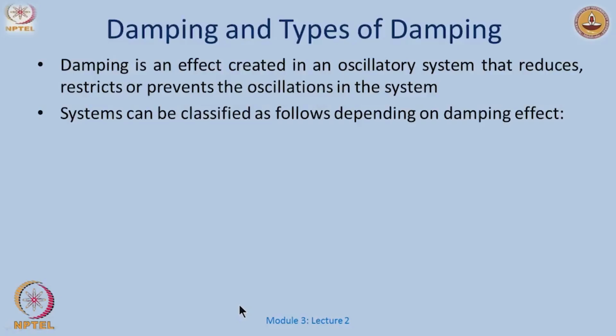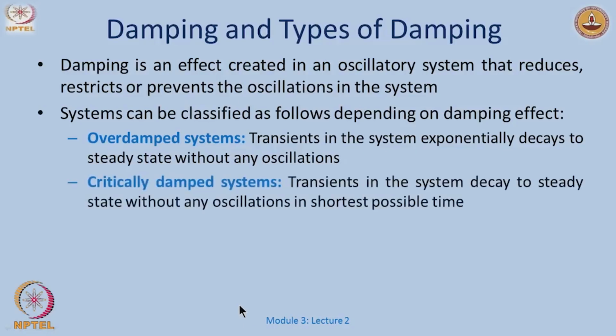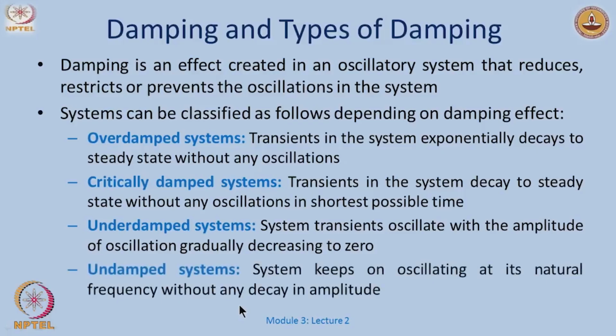Okay, what is damping? Damping is something which reduces or prevents oscillations in systems. I could have systems which are overdamped, where transients exponentially decay without any oscillations. I would have critically damped systems, where the system decays to the steady state value in the shortest possible time. I could have oscillations which actually go to 0, and I could have undamped systems which just keep oscillating at their natural frequency without any decay in amplitude.